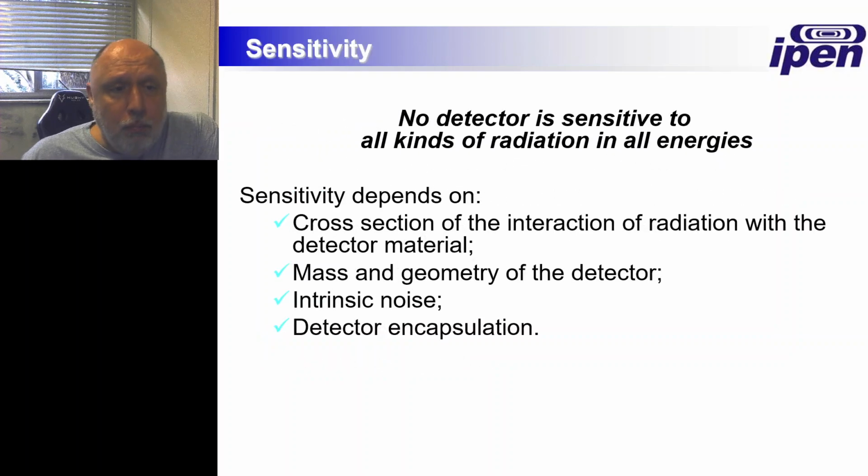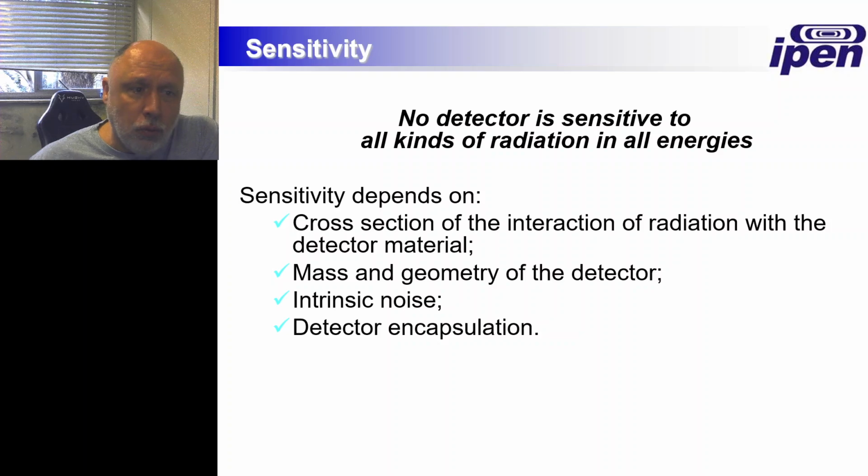So, one very important thing, as far as I can tell, there's no detector that is sensitive to all kinds of radiation in all energies, right? Because the sensitivity will depend on the cross-section of the interaction of radiation with the detector. Meaning, for instance, if we remember that for photons, the photoelectric effect went with atomic number to the 5th power. So we need high Z, right? Otherwise we'll have just a lot of Compton effects.